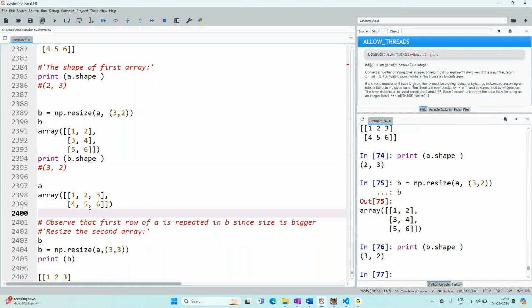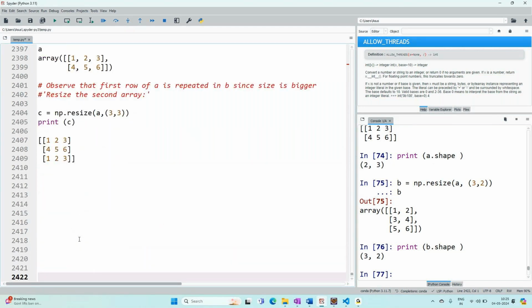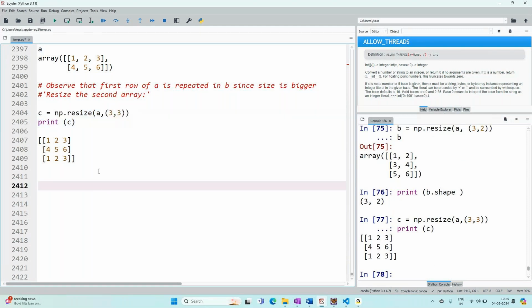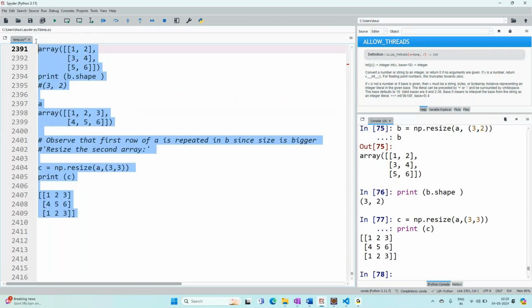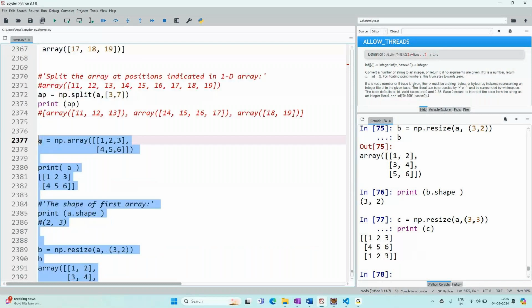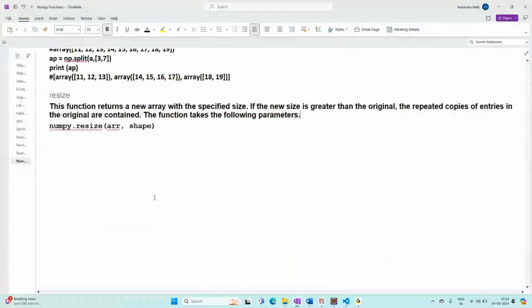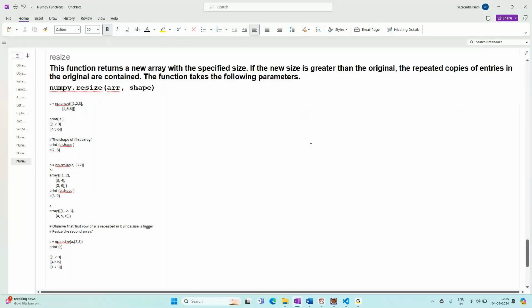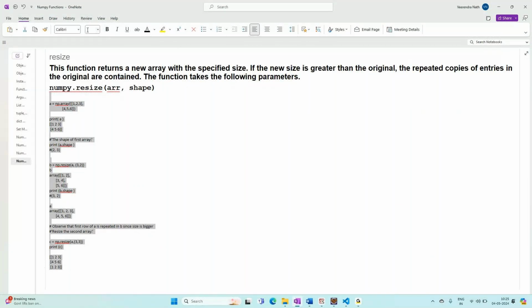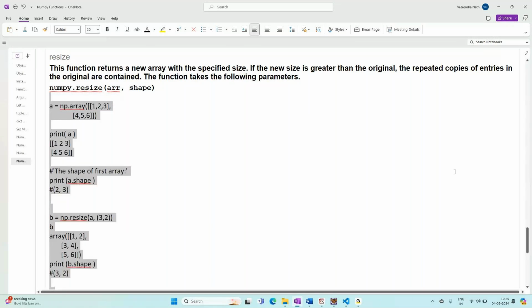Now, instead of writing into B, I will take something like C. What is happening here? np.resize(A, (3, 3)). What exactly is happening? We will try and understand. Let me go for the explanation of it. Try to understand. What is A?